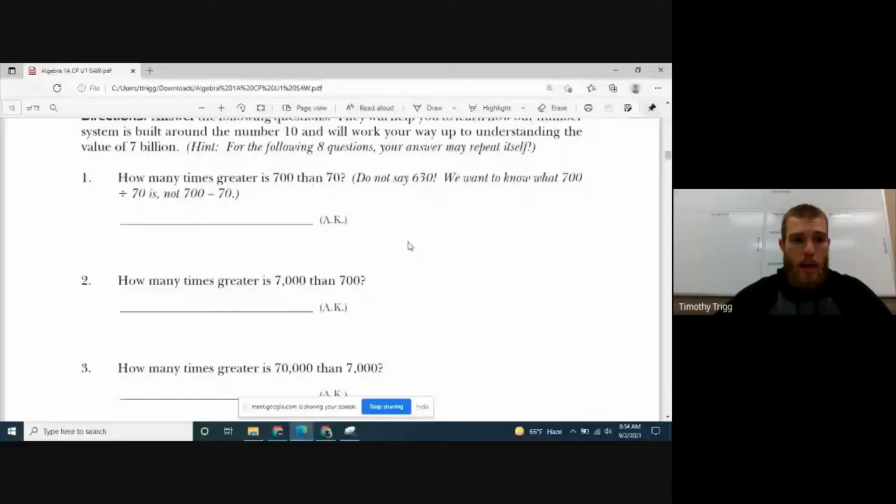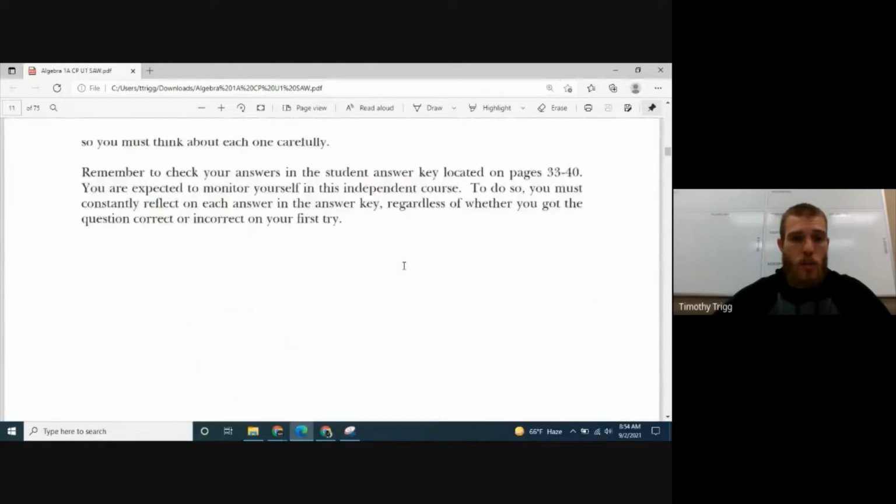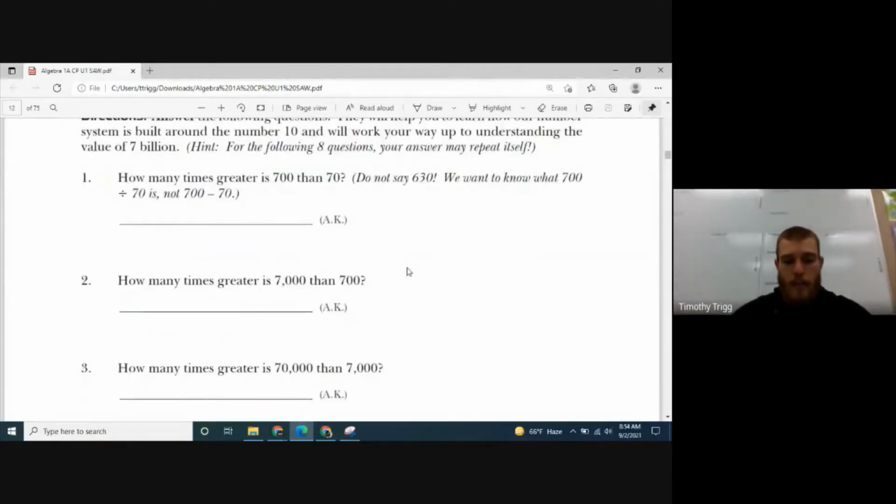Let's go ahead and go over the very first packet here, going over the guided practice. I'm going to share my screen, and you should see for your guided practice the very first page here. The first set of problems kind of look like this, and the first problem says, let me get my pen here. There we go. All right.